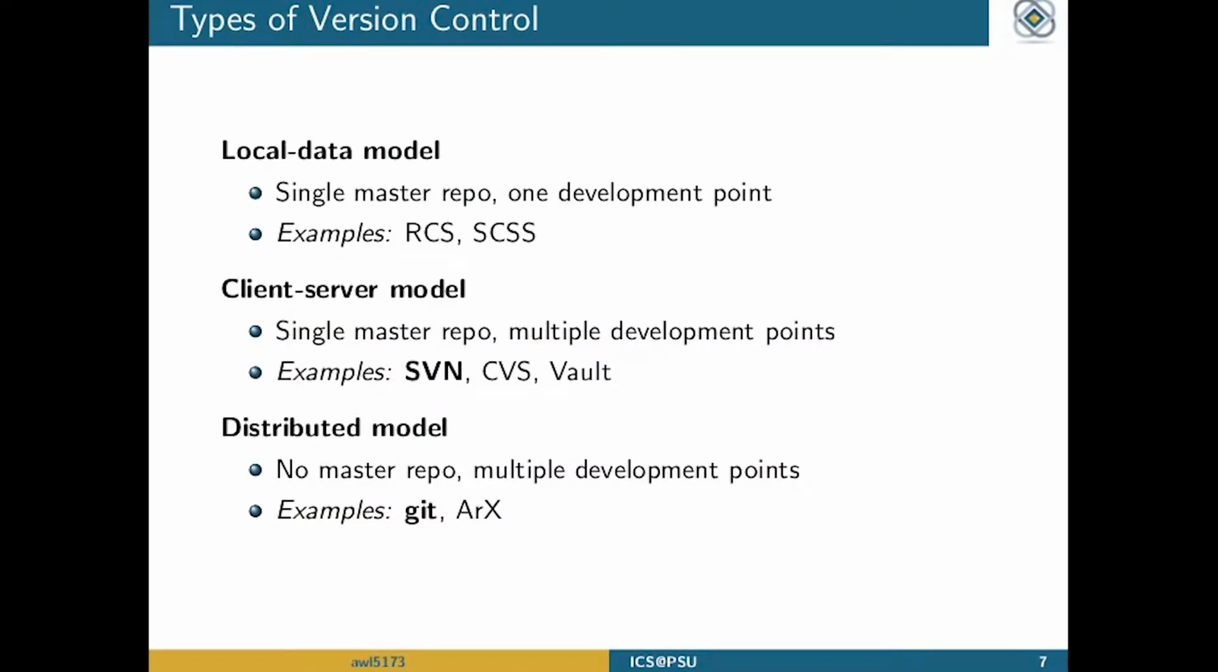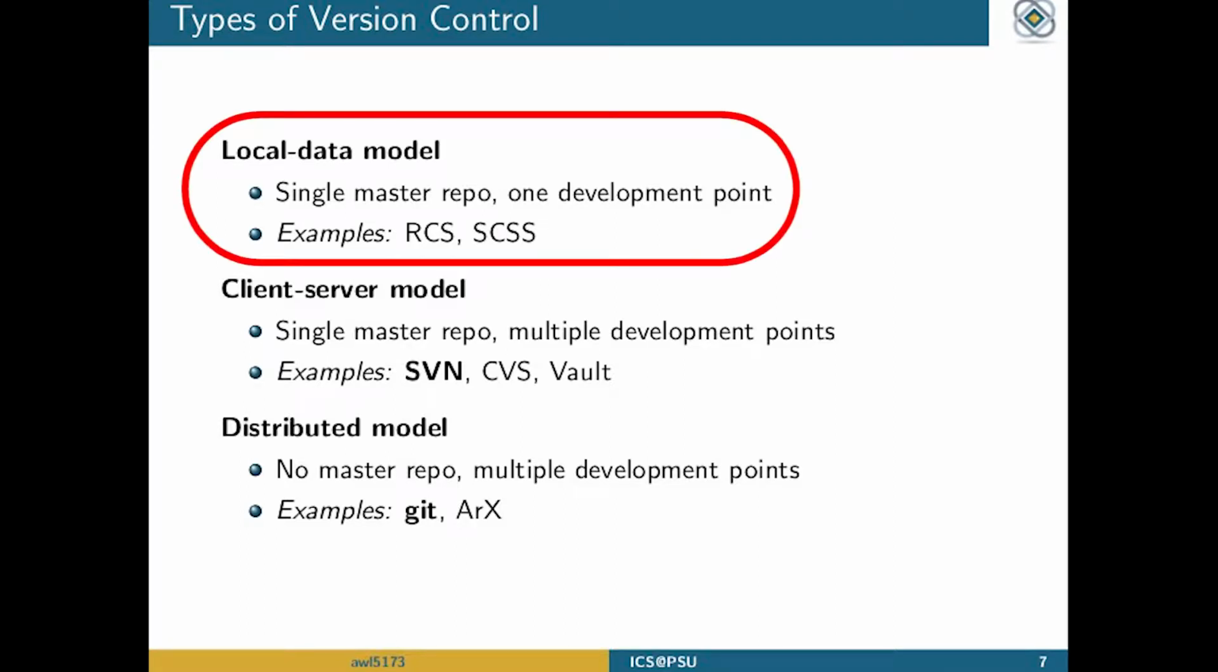So there are different types of version control. The original version control, and this is pretty similar to how I would just write the date at the end of the file, is what's called a local data model. So there's a single master repository. There's really one development point. RCS, I had never heard of this one before, but it's actually one of the oldest types of version control out there. If you look at the history of things, RCS and SCCS, as far as version control goes, are two of the earliest systems that were out there. They're very rarely used now.